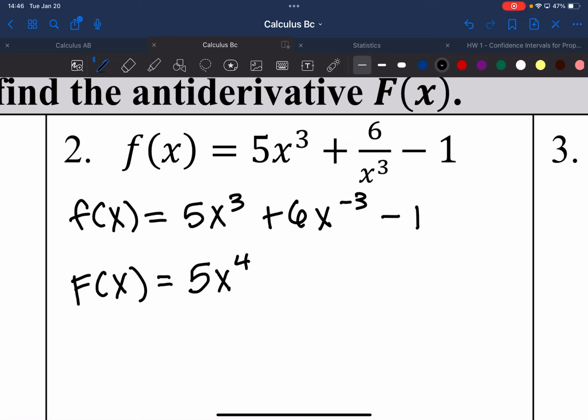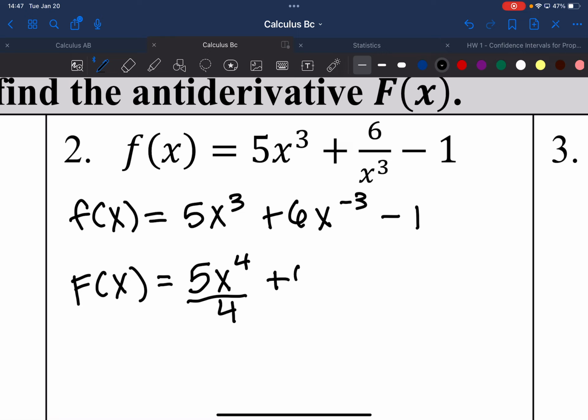5x to the fourth, right? Because I add 1 to the exponent, and then what do I divide it by? 4, whatever that new exponent is. Okay, so the antiderivative of 5x cubed is 5x to the fourth over 4. Okay, what about for the next term?